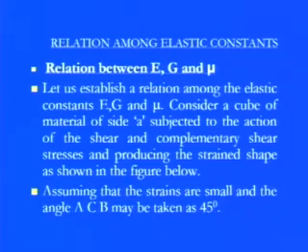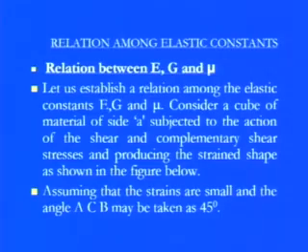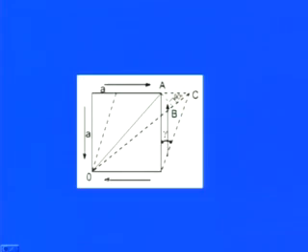So, again you see we are going for a cube which has a unit width, a unit depth and unit height, of a material which has a side A, subjected to the action of shear and complementary shear stresses and producing the strained shape as shown in the figure. If we see this figure, we will find that this is a perfect square which has equal sides on all four. This is A, this is A. So, we can say a unit cube which has a unit length on all 6 faces.